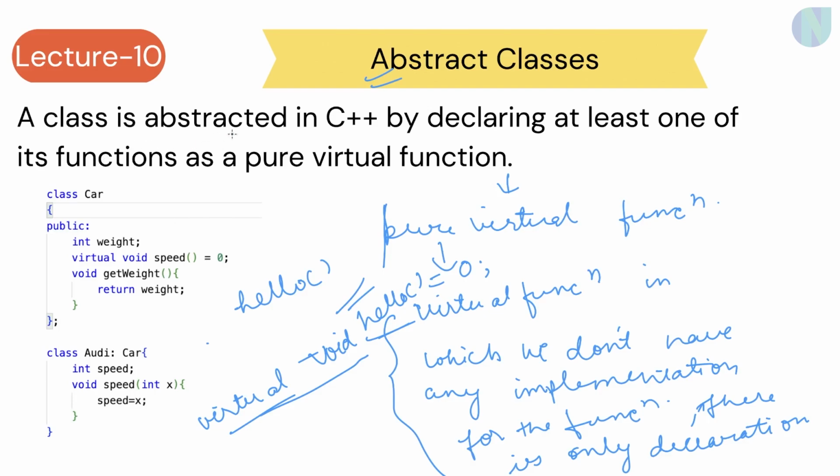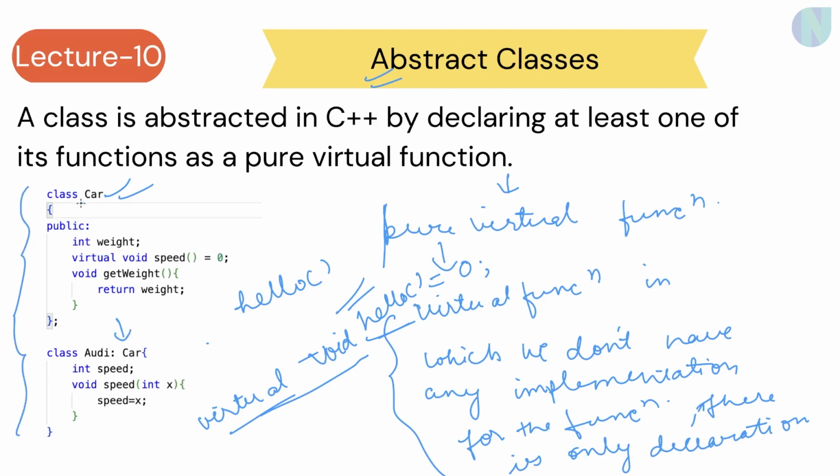A class is made abstract in C++ by declaring at least one of its functions as a pure virtual function. So if you want to create abstract classes in C++, you need to declare at least one of its functions as pure virtual. Abstract classes are basically used as a base class, and then in the derived class we implement it, as you can see from this example. Let's understand.